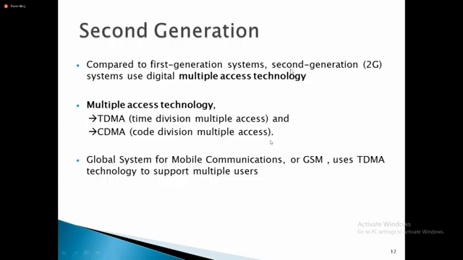Then compared to the first generation system, 2G systems used multiple access technologies. These are the multiple access technologies used in 2G: TDMA and CDMA, right? Time division multiple access and code division multiple access. Then 2G is based on this standard, GSM. Always remember the long form of GSM: Global System for Mobile Communication. It uses time division multiple access to support multiple users. Both of these multiple access technologies were used in 2G, right?